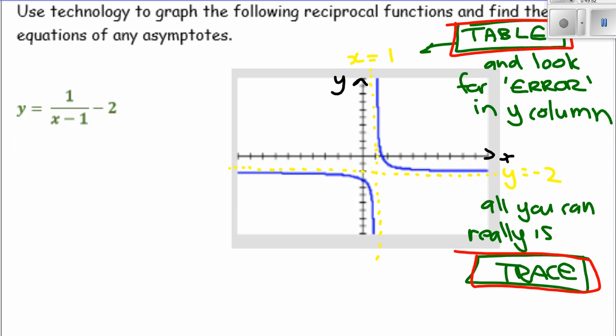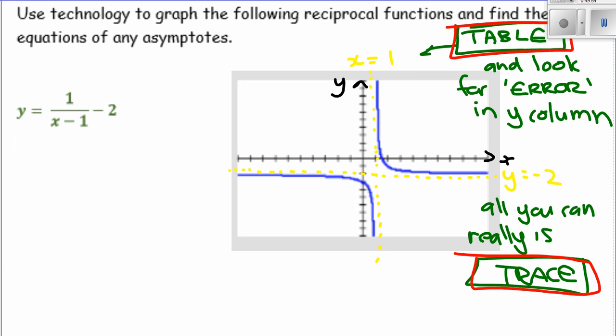It's 12:20, so we'll finish. But it takes a while to do these, so we'll pick it up next lesson.